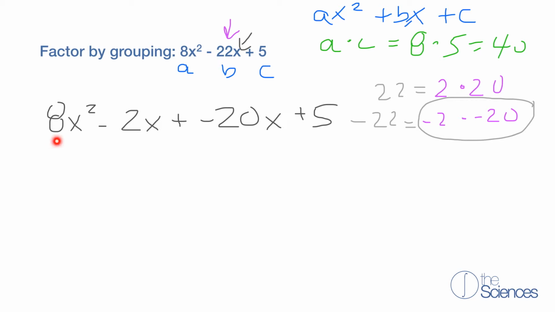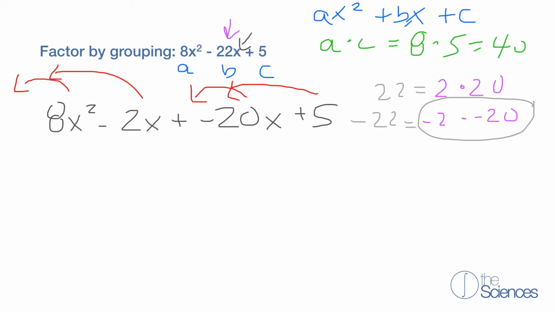Here we have 8, which is a multiple of 2. And here we have x and x. Here we have negative 20, which is a multiple of 5. So we can factor these out. So what we're going to do is factor a 2x out of here and a 2x out of here, which is our greatest common factor. And here we're going to factor out a 5, or a negative 5.